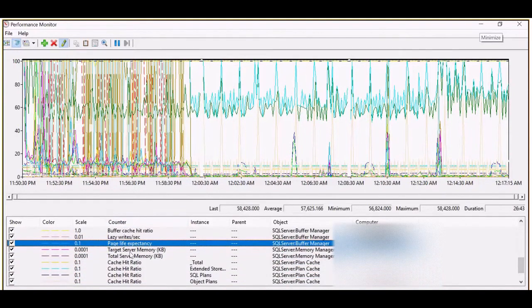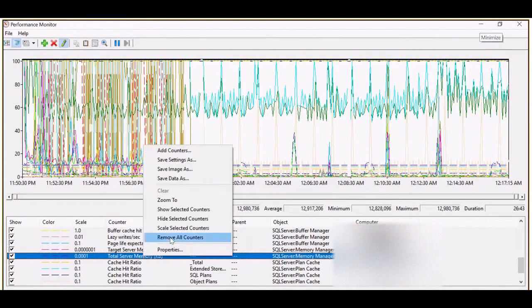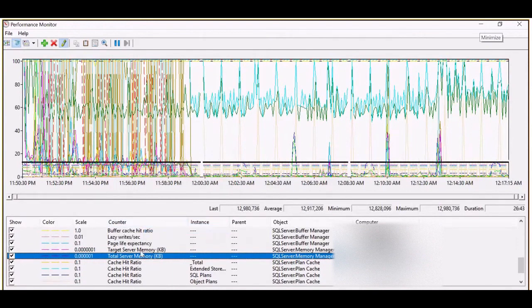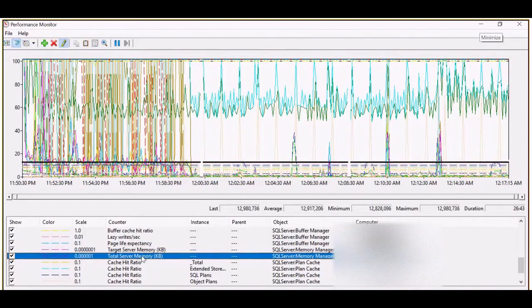Target server memory and total server memory. These are related. Does anybody know what target server memory relates to? Target server memory is basically what you told SQL Server you want to have as its maximum memory, and total server memory is what it's actually utilizing.